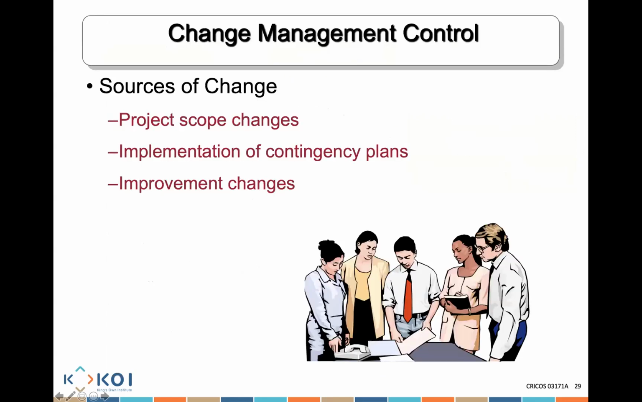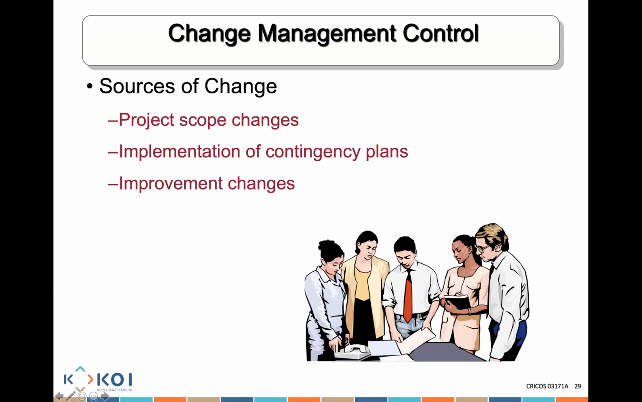Now, change could happen from so many various places. Project scope changes, someone coming saying we want more things, could be part of that change. Implementation of a contingency plan might have been imposed on us. We'll say, all right, we're going to have to implement that contingency plan because the system stopped working, because the software is not operating as expected. That means we have to make changes accordingly.